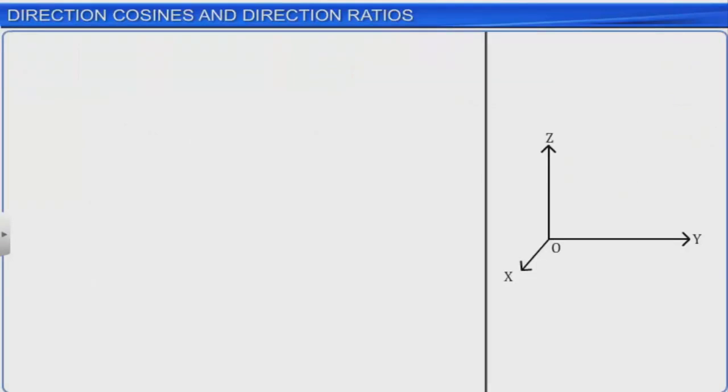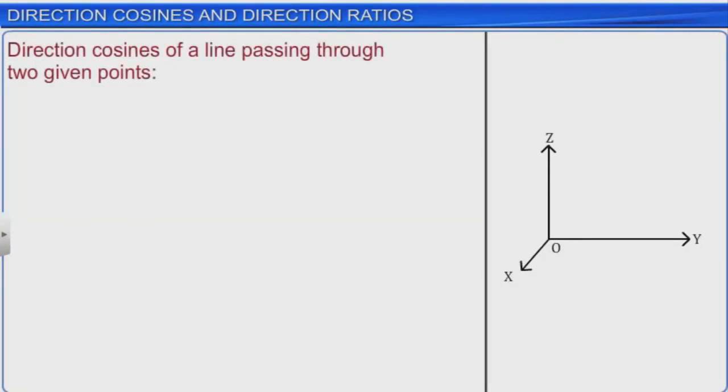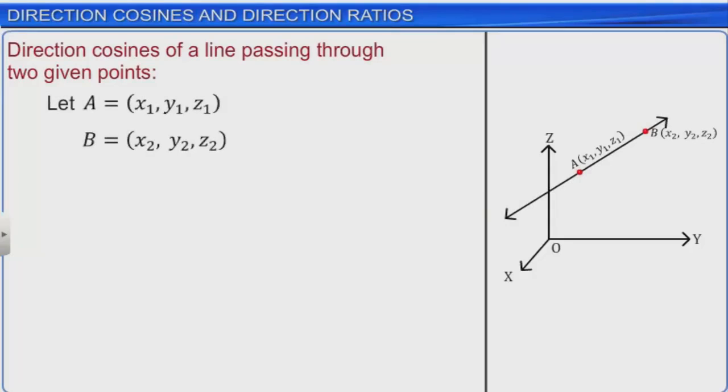Now, we will derive a formula to find the direction cosines of a line passing through two given points. Consider a line passing through two given points A and B as shown here. Let us find the direction cosines of this line.